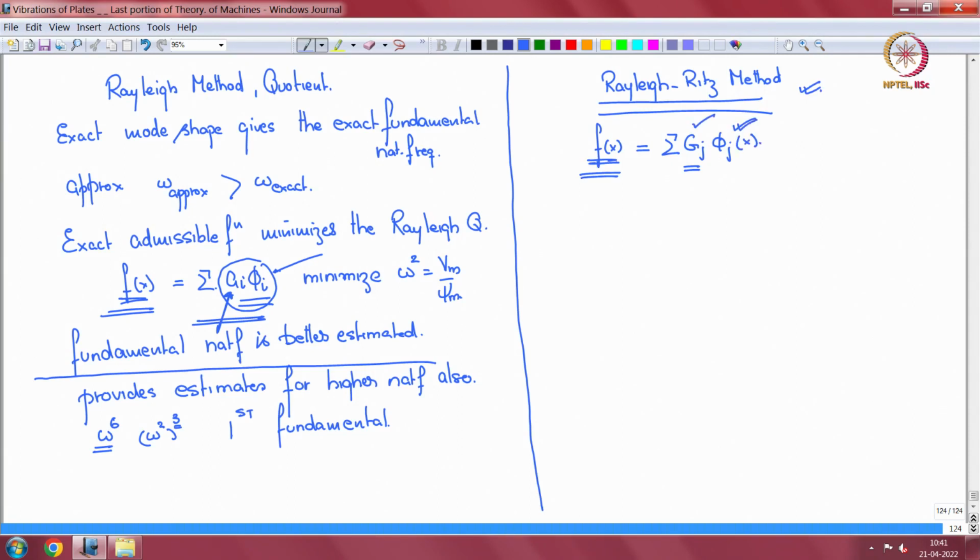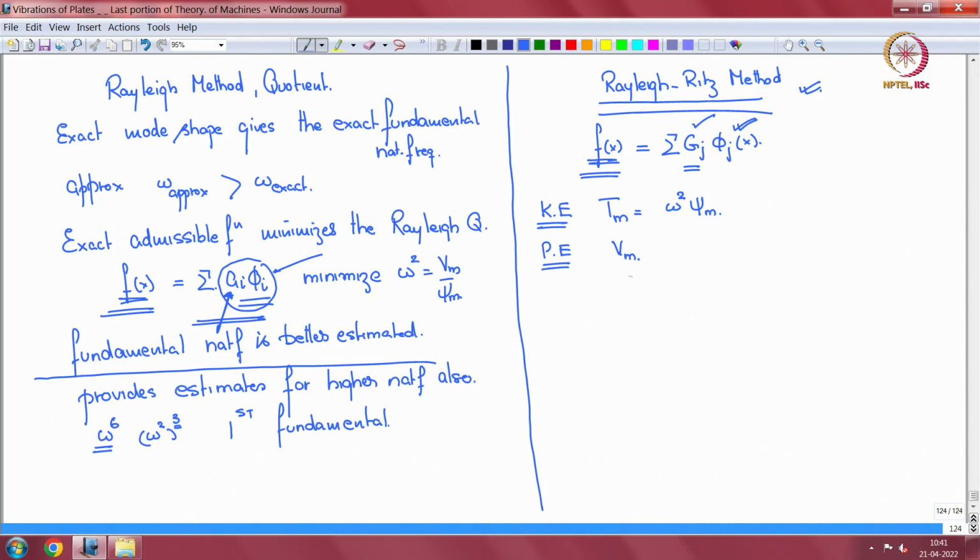Now the kinetic energy maximum turns out to be omega square times psi m, the kinetic energy function. Then the potential energy turns out to be V max, whatever it may be for the particular system.